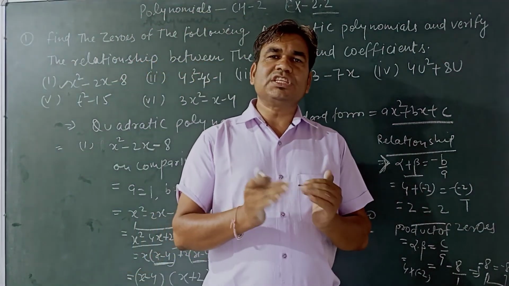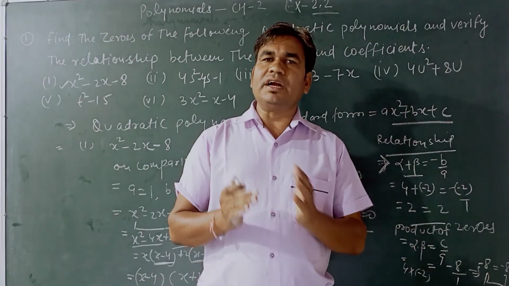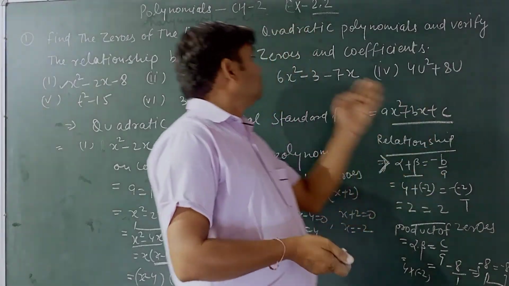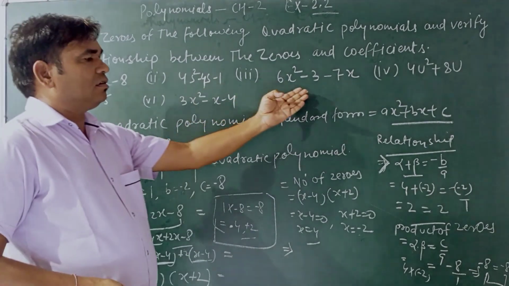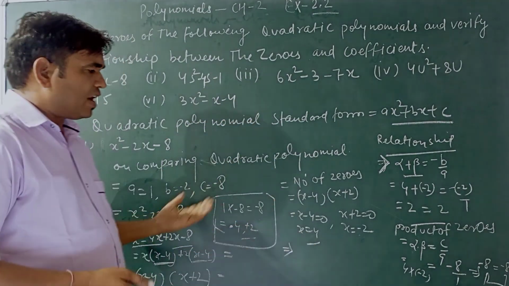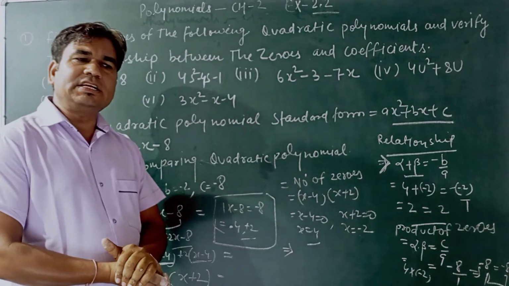In the same way, you have to find the zeros of the other polynomials and find the relationship between the zeros and the coefficients.